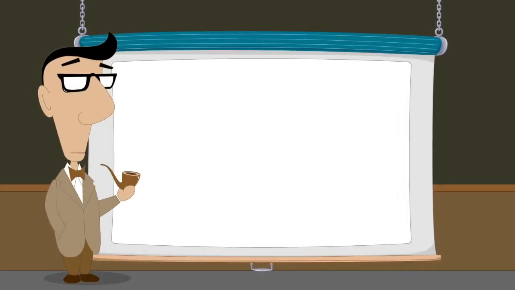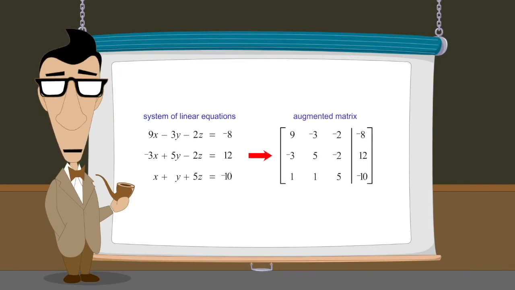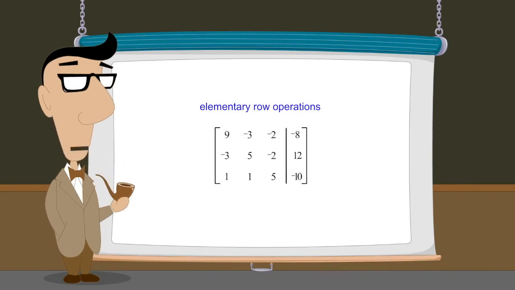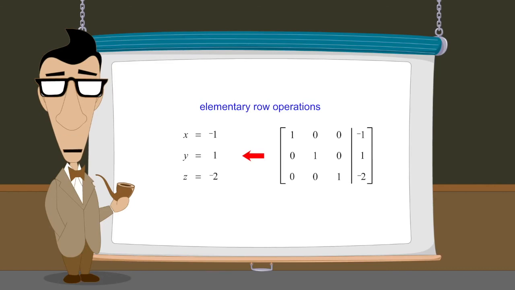So far, we have seen how to represent systems of linear equations using augmented matrices. In the next lecture, we will introduce 3 matrix operations called elementary row operations, which are used to transform an augmented matrix to a matrix representing an equivalent system of simpler equations which indicate the solution set of the system.